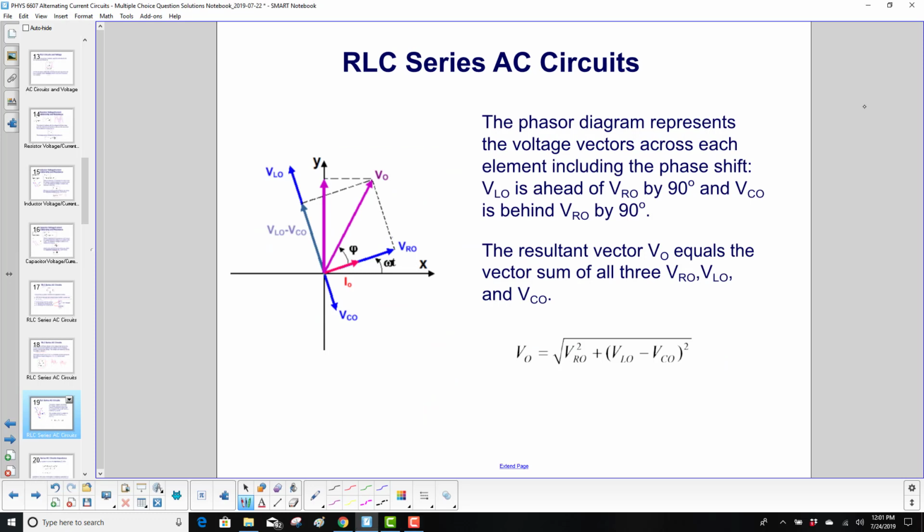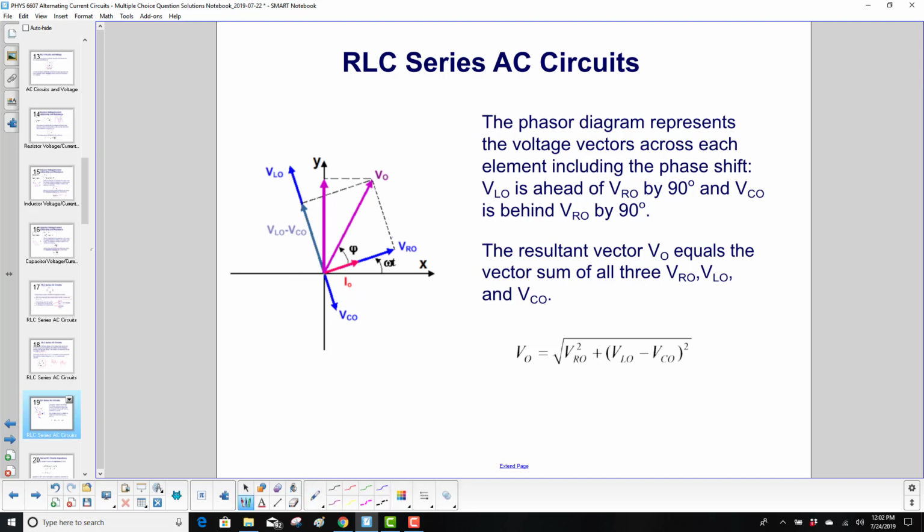The phasor diagram, which we have to the left, and don't worry, I'm going to explain it, represents the voltage vectors across each element, the resistor, the inductor, and the capacitor, including the phase shift. The voltage across the inductor is ahead of the voltage across the resistor by 90 degrees. So let's start at the voltage across the resistor. That's over here at a certain point in the rotation of our loops that are generating this voltage. That's the omega t. Okay, so we're just going to start the voltage across the resistor here. Okay, I'll erase that because we're going to have a lot of lines if I don't.